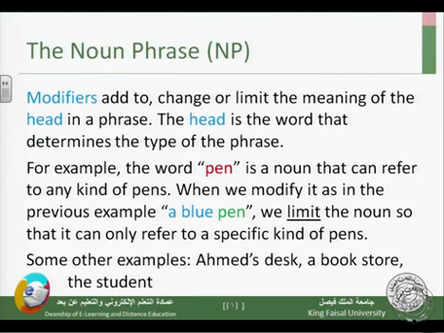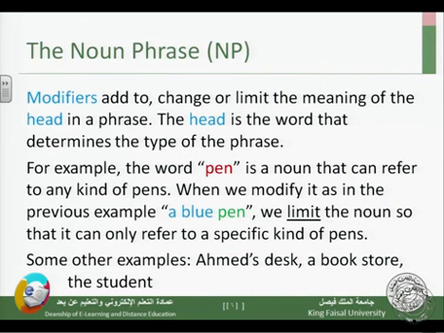If we take the example here, the word pen is a noun. So we have this noun, pen, and it can refer to any kind of pens. But when we modify it, as in the previous example, a blue pen, we limit the noun. So we are not talking about all kinds of pen or any kind of pens. We are talking about a specific kind. We are talking about blue pens, or an example of this type of pens, a blue pen, one specific pen, and it is blue. So it's not red, it's not green. The modifiers blue and the article a helped us to limit the scope of this noun. So pen is the head in this sentence, and a and blue are modifiers.